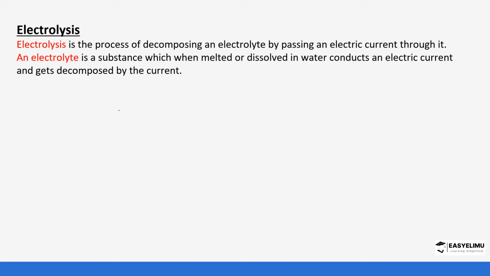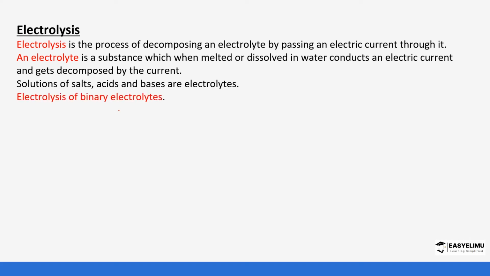An electrolyte is a substance which, when melted or dissolved in water, conducts an electric current and gets decomposed by the current. So it does not only allow current to pass through it, but as a result, it gets decomposed by the current. So it can be melted or dissolved in water. So in Form 4, you are going to discuss electrolysis of aqueous solutions, but for today, we will focus on the melted one.